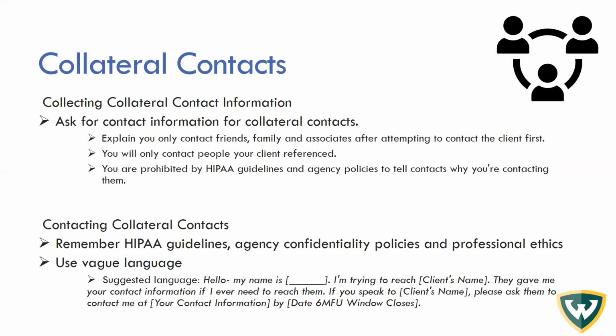We're also prohibited by HIPAA guidelines, agency policies, and professional ethics from telling the collateral contacts why you're contacting them. So at the bottom here, we have a little bit of vague language that you could probably use, or could very well use, to just gloss over why, that you're just contacting your client, and that you have permission to contact the person you're calling. And if you could just have your client reach out to conduct that interview, and just keep it casual and light. That's the best strategy.